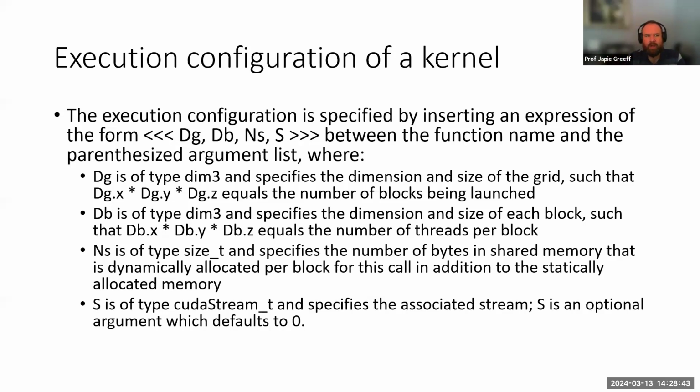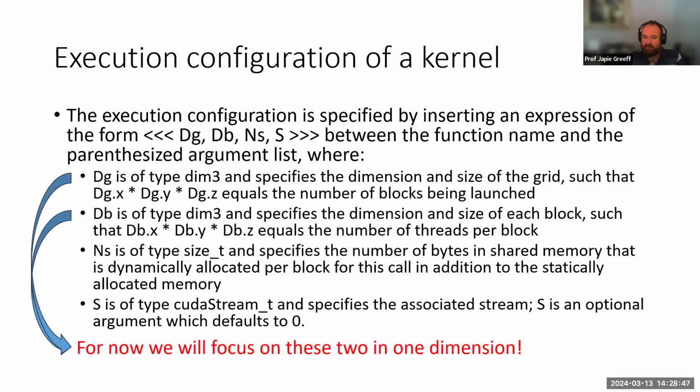So for now, what we're going to do is consider just the first 2, because the other 2 variables are optional when you do your execution. And we're going to consider them in one dimension. Okay, so now that we've got quite a bit of theory behind us, we want to work through an example so we can see how code is actually written for these sorts of processes.